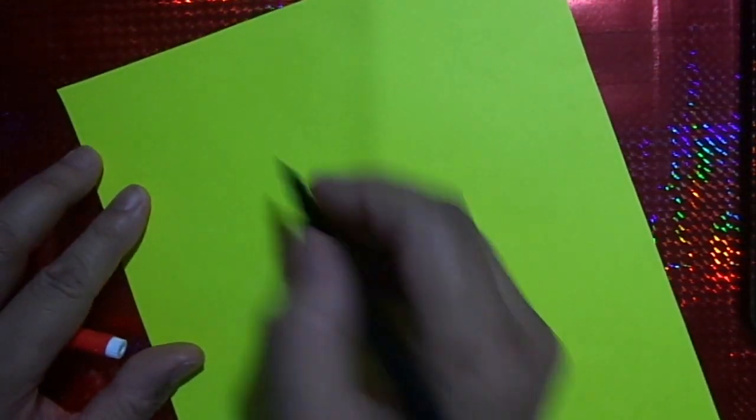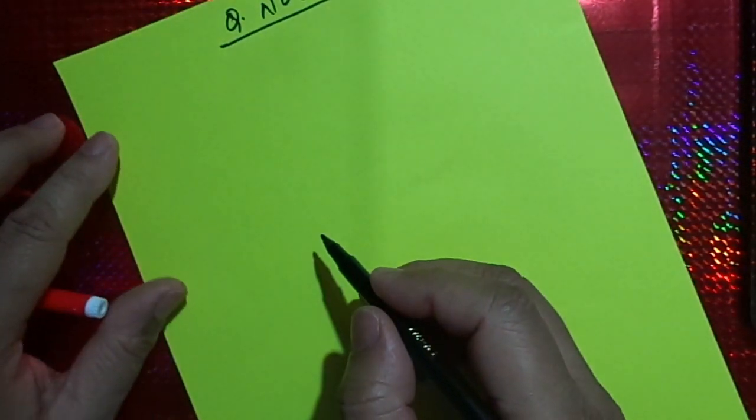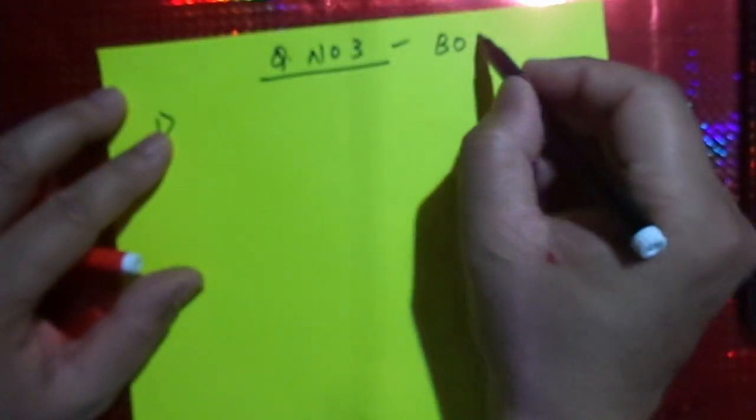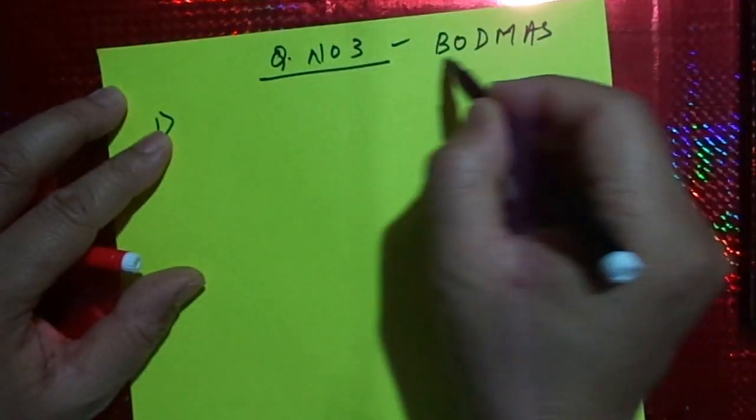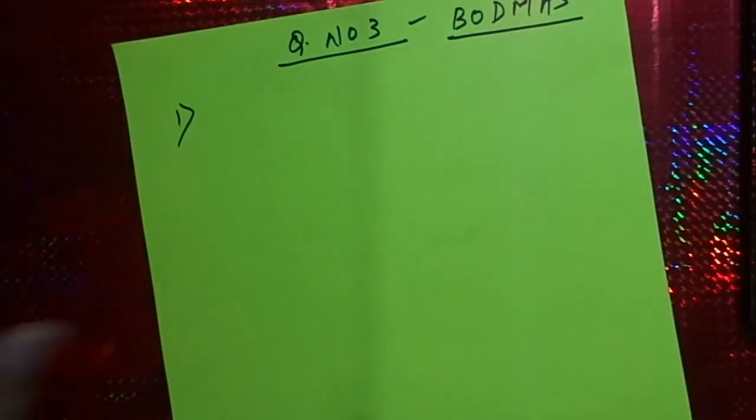When I come to question number 3, there you have evaluate. In question number 3, you can say that it's a little different, because it is a combination of both multiplication and addition, subtraction, isn't it? So here in question number 3, the BODMAS rule comes into play. So you shouldn't forget this.